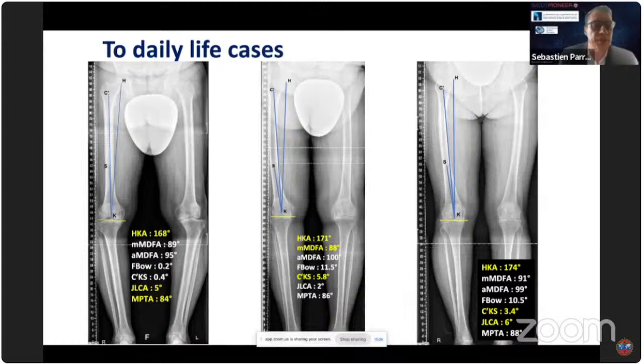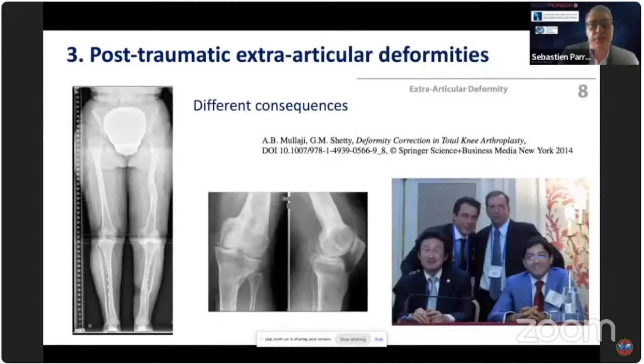So for example, on the left here, there's absolutely no extra-articular deformity. You will be able to resurface the joint intraoperatively without any difficulty. And if you take the case on the middle, you will know that you will have some residual deformity at the end of the surgery. And as Pascal-Andre Vendittoli showed before, you have to see if you will still be within the boundaries or not. So this is something that you have to look at.